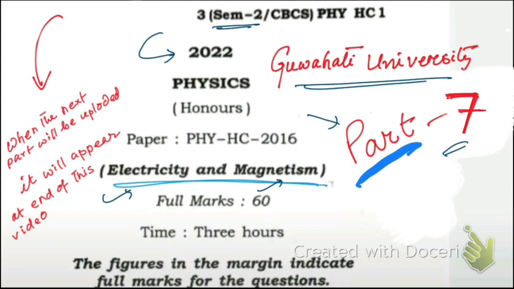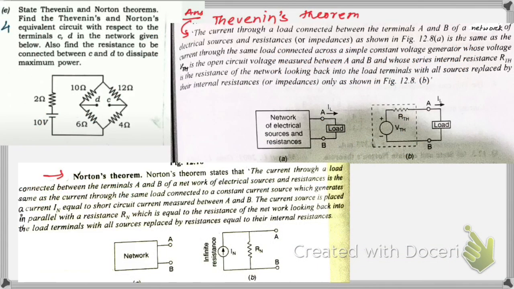So now let's start. This is question number 4e. Here we need to state Thevenin's theorem and Norton's theorem, and also find the Thevenin's and Norton's equivalent circuits with respect to the terminals C and D in this network. Also find the resistance to connect between C and D to dissipate maximum power.